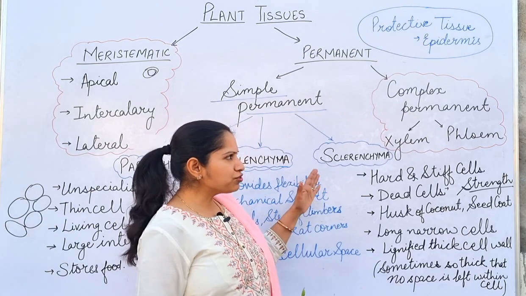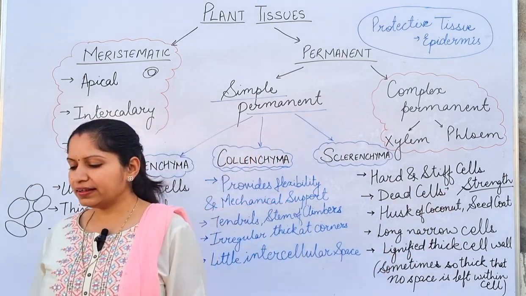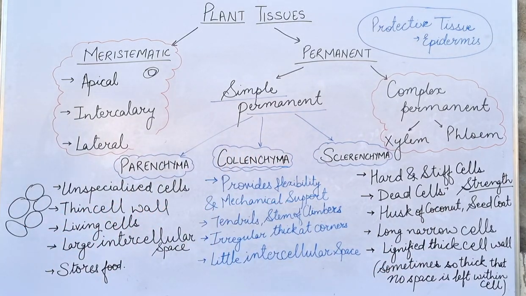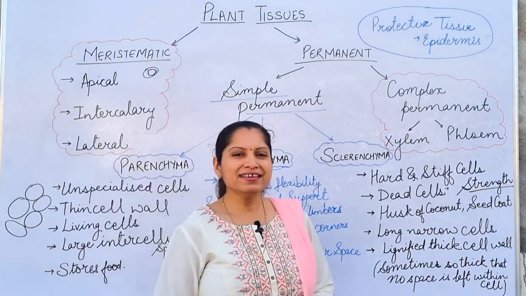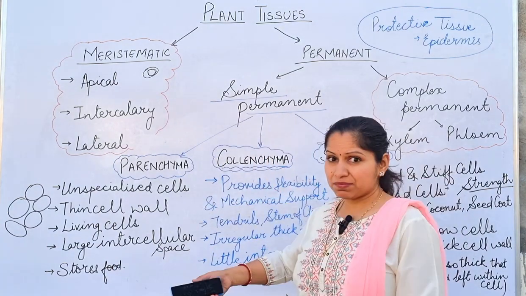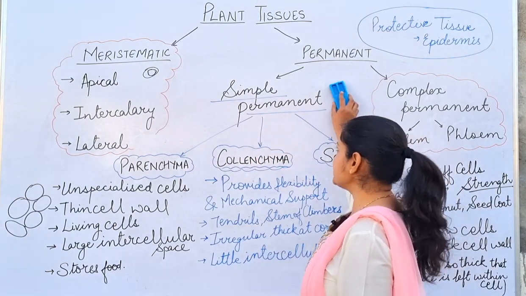Okay, I'll just shift aside, you can take a screenshot, and then we'll continue with complex permanent tissues, that is xylem and phloem. Apart from that, we'll also see the protective tissue, that is epidermis. But before that, I need to erase whatever is written on the board, so that I can have some space to write about these.